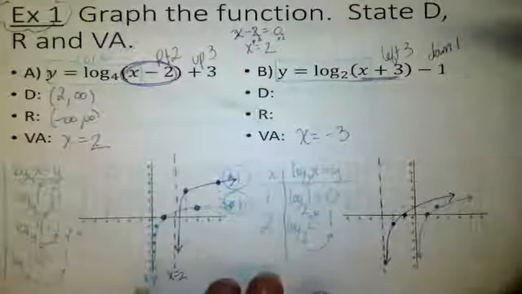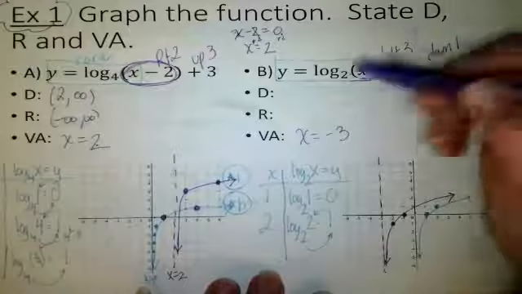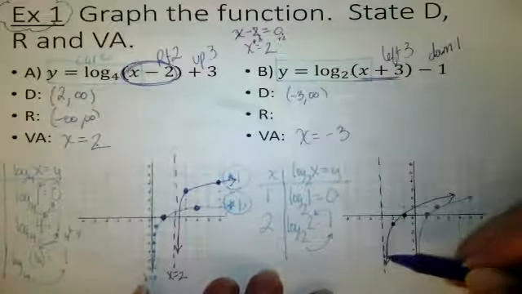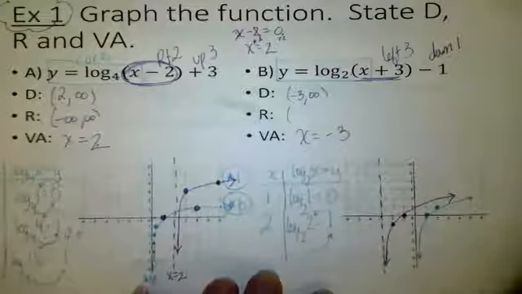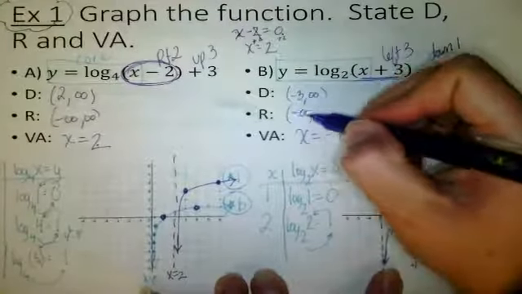What's the domain? Negative 3 all the way to the right. Negative 3 forever to the right. What's the range? Negative infinity to positive infinity.